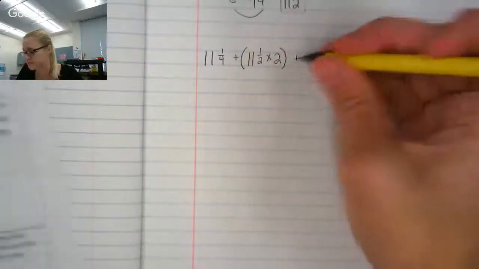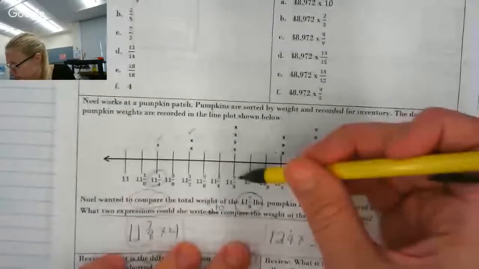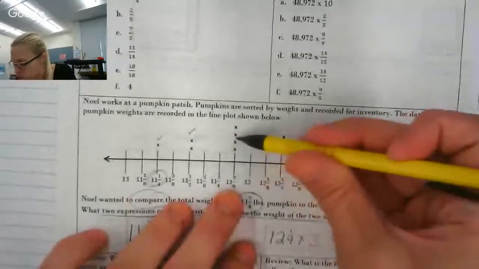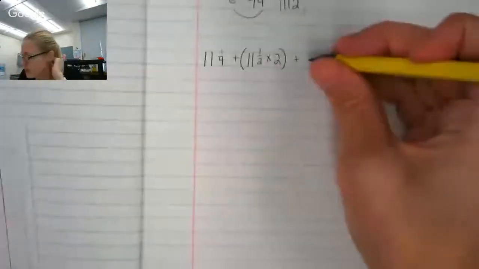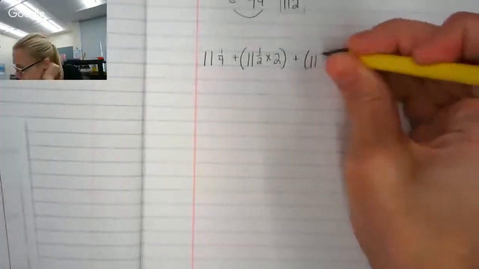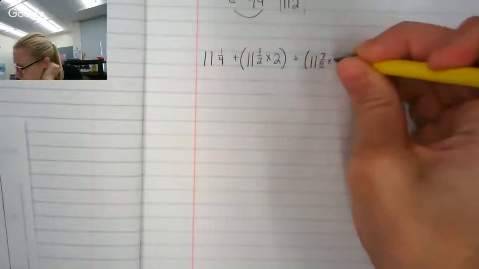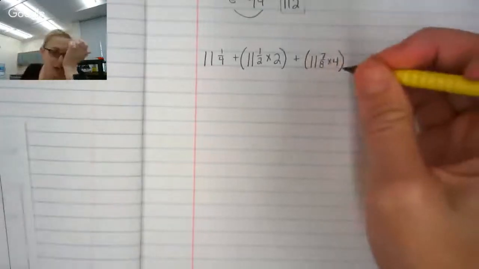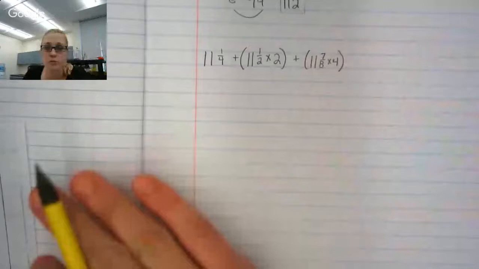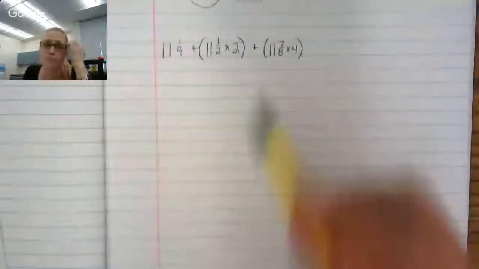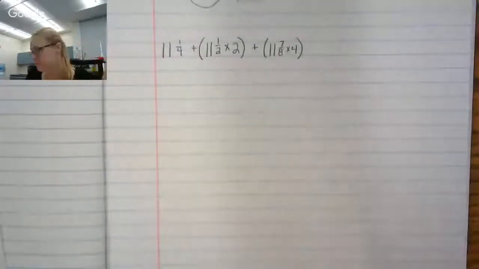Plus, I have 11 7/8 times 1, 2, 3, 4. 11 7/8 times 4. Now, again, you could do repeat addition if you felt more comfortable with repeat addition. You would do 11 7/8 plus 11 7/8 plus 11 7/8 plus 11 7/8.